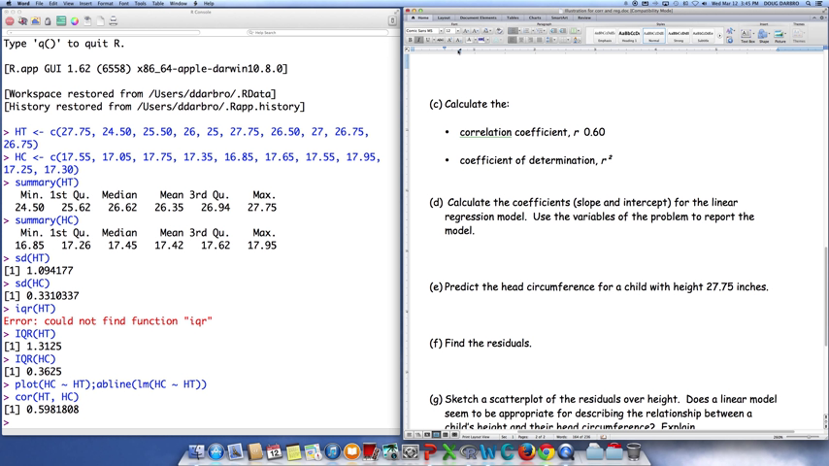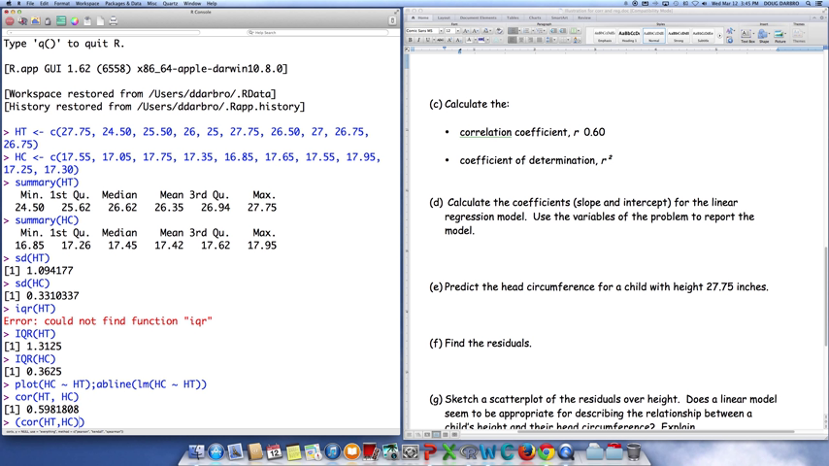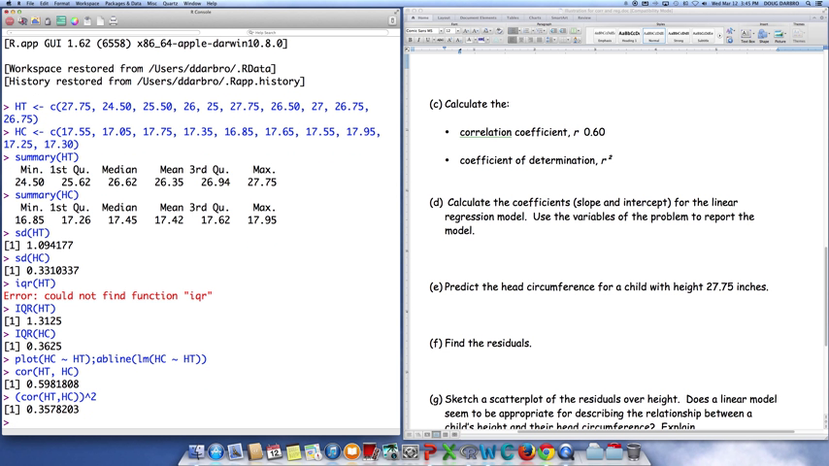And R squared, which is the coefficient of determination, is going to be reported as a percentage. Now we want to square this. So this gives us our R value.